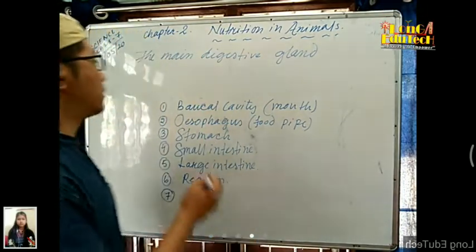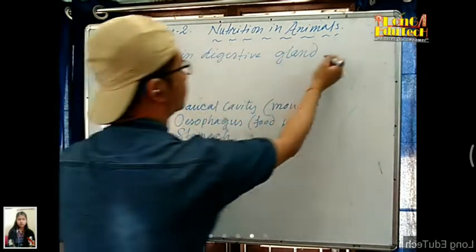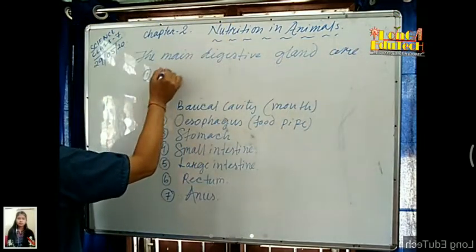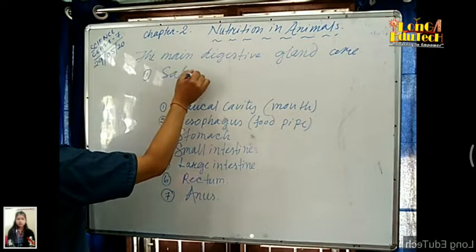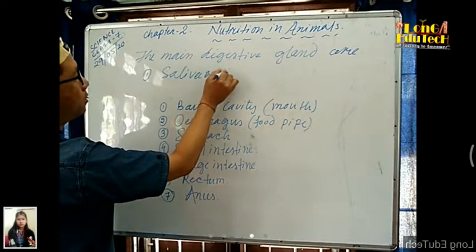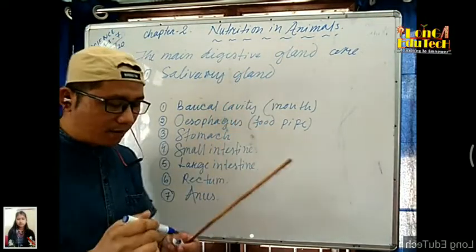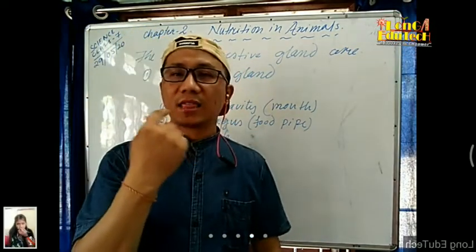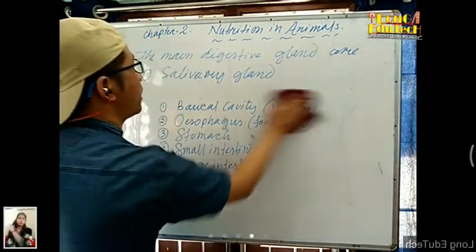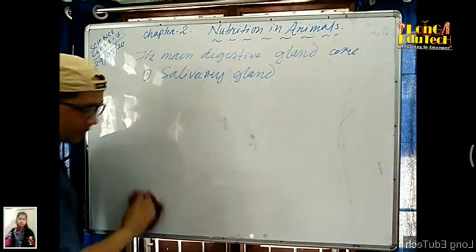The number one main organ and main digestive gland is the salivary gland, that is the saliva. From our saliva, what is produced? From the salivary gland, it produces amylase.